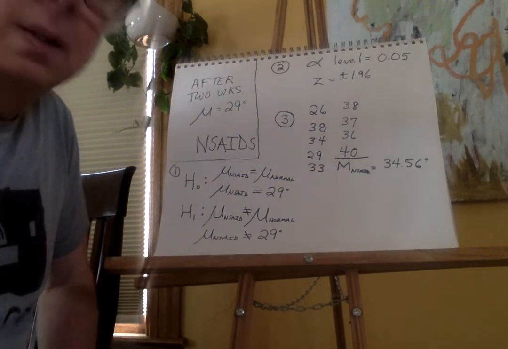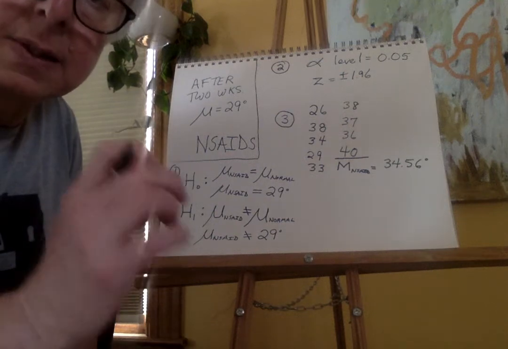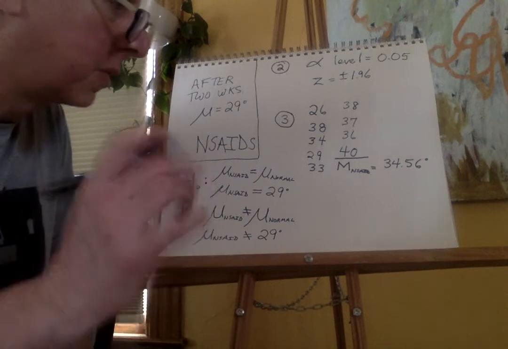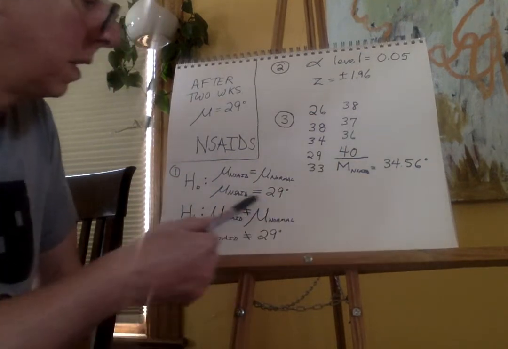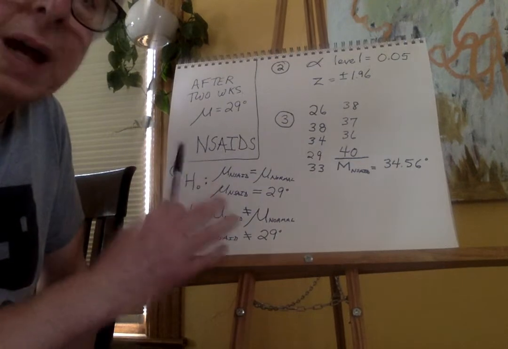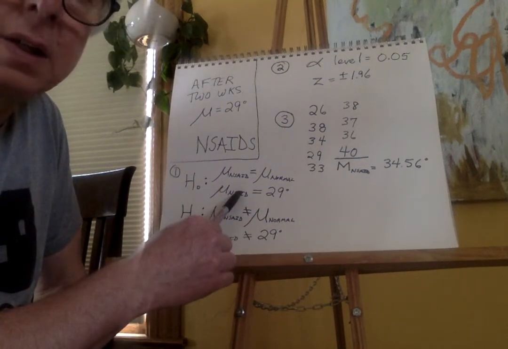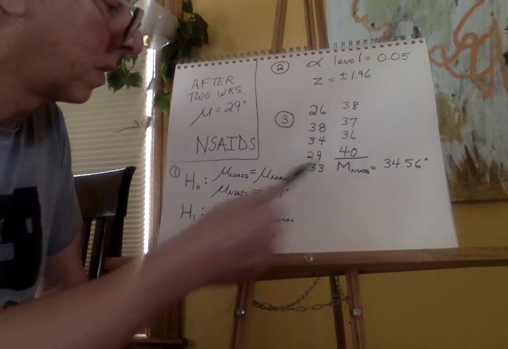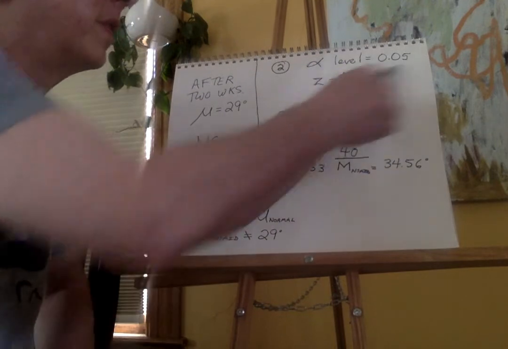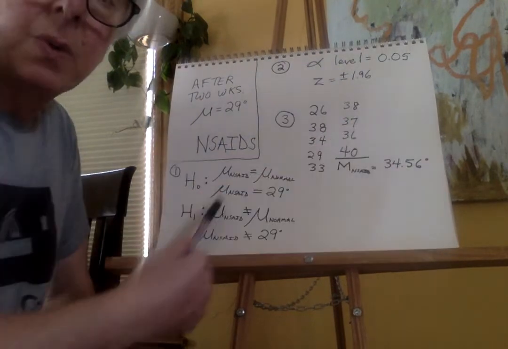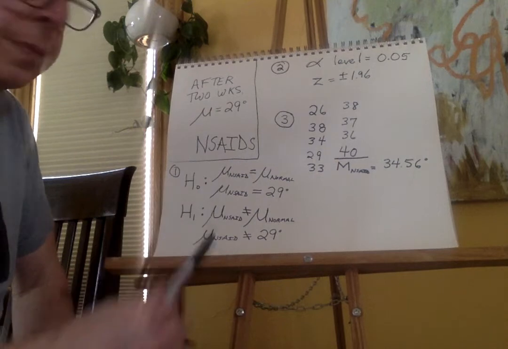Okay, let me say this again. This is not an arithmetic class. This is math. This is statistics. So what I'm saying is, is 34.56 probable from a population that has a mean of 29, or does this look quite different than 29? That is, does this look this different than 29? Okay, I'll make my decision here.